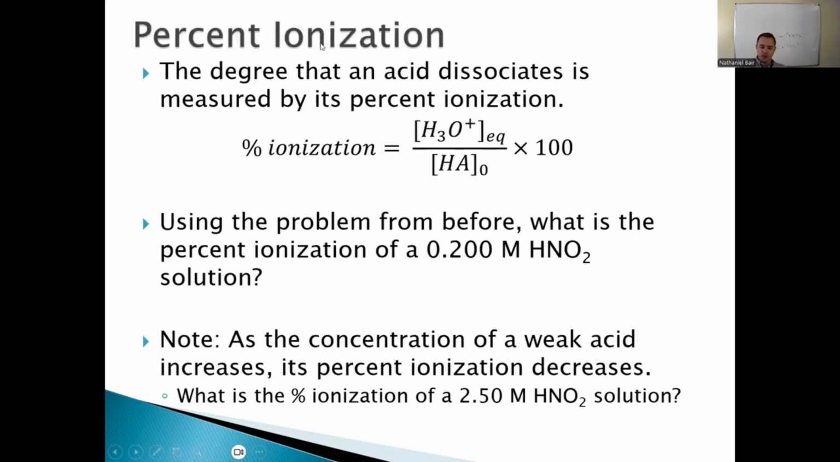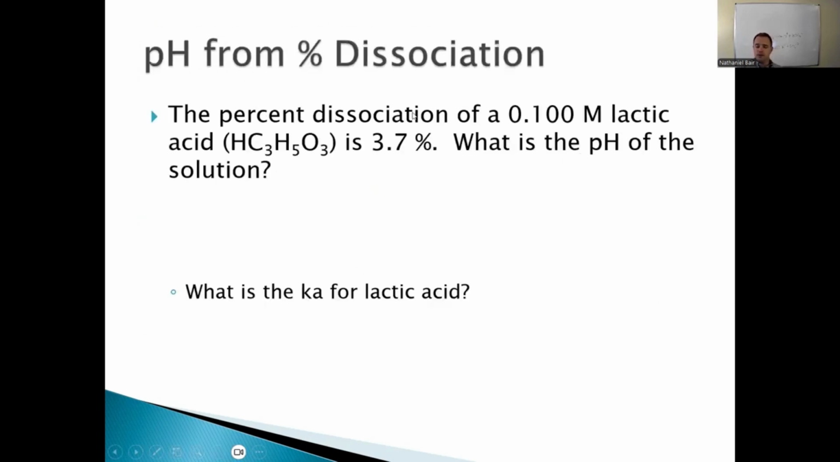Okay, so we've done percent ionization. Again, we're doing a little bit of wrap up here. But what we haven't done, so here's our percent ionization or dissociation formula: the equilibrium H plus ion concentration divided by the initial concentration of the acid times 100. What we haven't done is one of these. So here's a variation of a percent dissociation formula. I'm giving you the percent dissociation, I'm giving you the initial concentration of the acid, and I actually want to know what the pH is, and then the Ka.